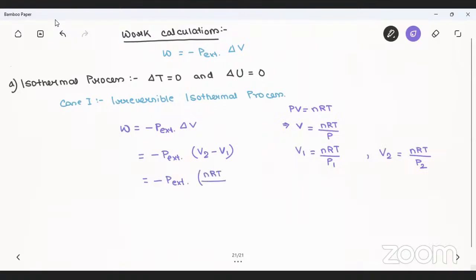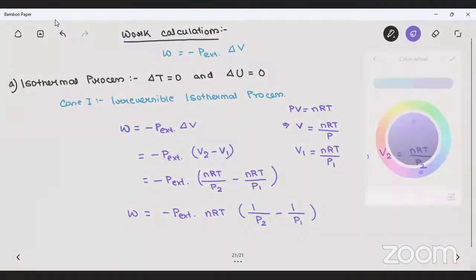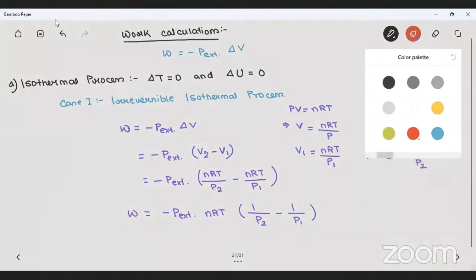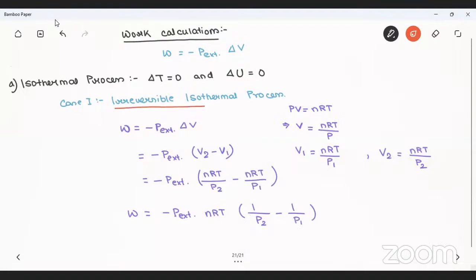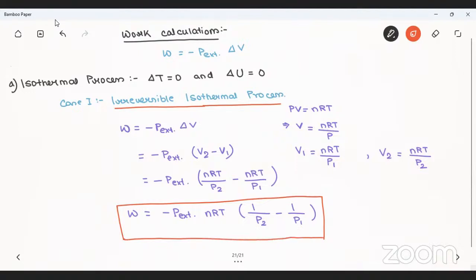nRT by P2 minus nRT by P1. If I take nRT common, nRT into 1 by P2 minus 1 by P1. So, in your question, if they ask you irreversible isothermal process, this is the formula you are going to use for work done.